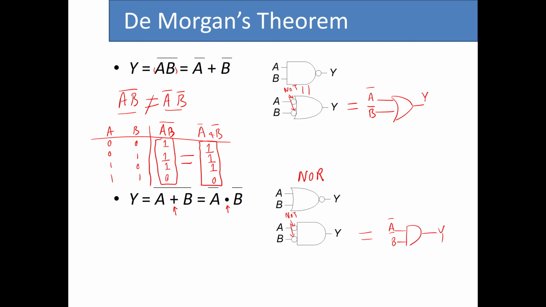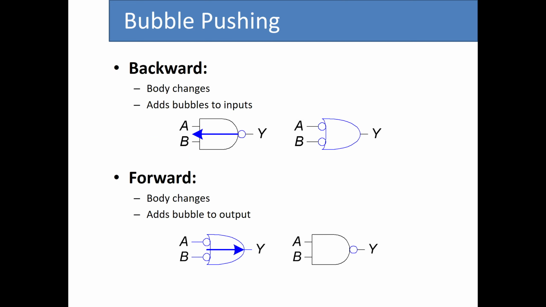So why and how can we use De Morgan's theorem? Through a technique called bubble pushing. Bubble pushing happens when you have a circle or a NOT operation and you want to change the location of this NOT. If it's at the output, you want to make it go to the inputs, or if it's at the input, you want to make it go to the output.